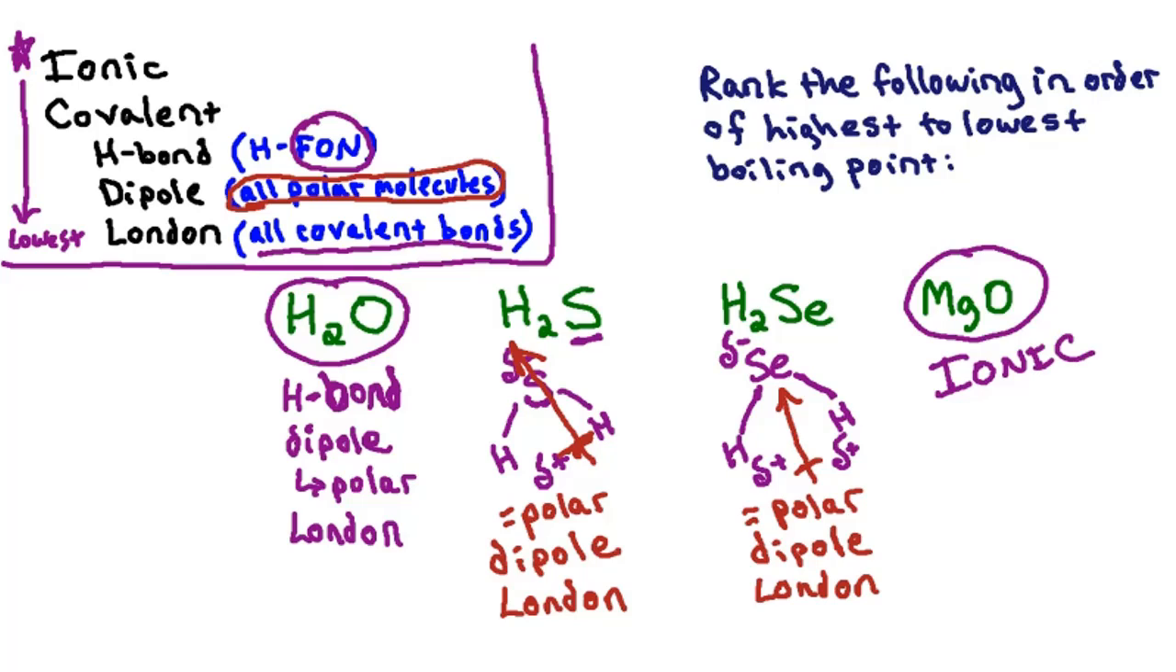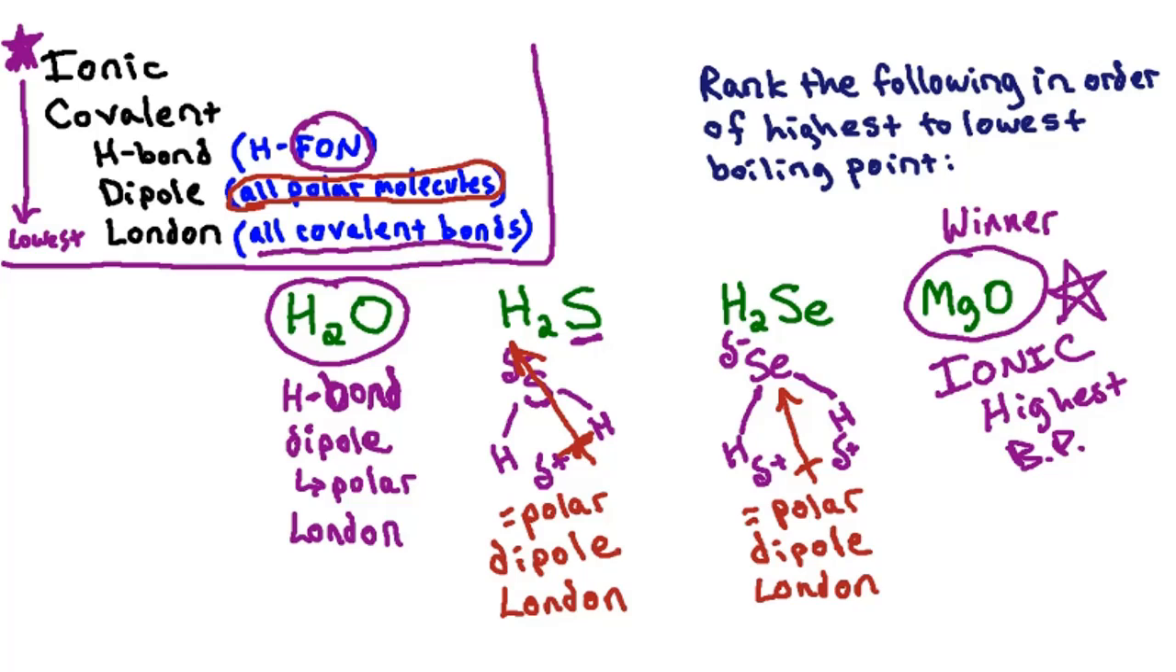So we can stop right here and know that magnesium oxide wins. Magnesium oxide is going to have the highest boiling point, because up here in the upper left corner of the screen, remember the ionic bonds have a higher boiling point than any covalent bonds, no matter what the covalent bond is. So, winner.